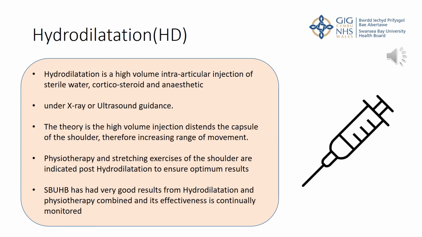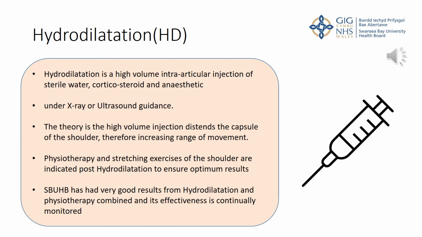Further treatments available in Swansea Bay Health Board include a hydrodilatation procedure. A referral for a hydrodilatation would need to come from a consultant or specialist physiotherapist. Hydrodilatation is a high-volume injection consisting of sterile water, steroids and anaesthetic, which is injected into the glenohumeral joint of the shoulder. This is different from a normal corticosteroid injection, as firstly it is performed under X-ray guidance by a consultant radiologist, and secondly there is a larger volume of fluid that is injected.